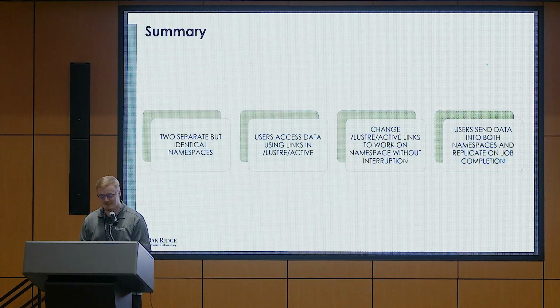So in summary, if you want to have a setup similar to this, just have two separate but identical namespaces. We have our users accessing data using links within Lustre Active. We are changing the links in Lustre Active in order to have our users work on a namespace, so we can work on a namespace, I should say, without interruption, and the users can continue to work on their jobs. And then we have our users send their data into both namespaces. And then upon job completion, they replicate however much data they would like to, either internally or externally or both.